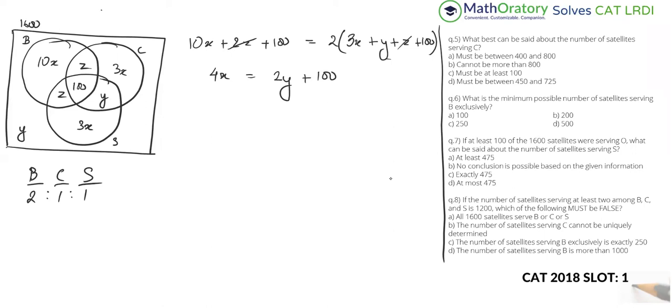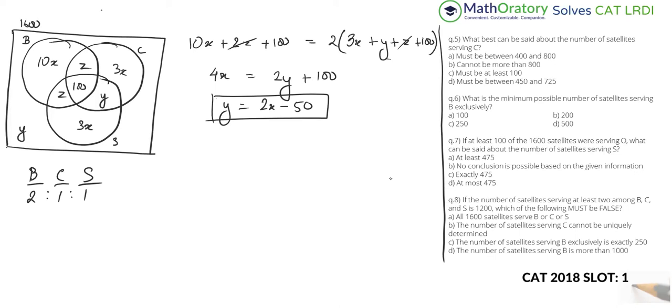So as I said, I'll try to get everything in terms of x. So I'll put y in terms of x, right? So I'll put y is equal to 2x minus 50. That is what we have, right? So just halving this and taking the 50 on the left hand side, we have y is equal to 2x minus 50. Now y is understood. So y we have got.